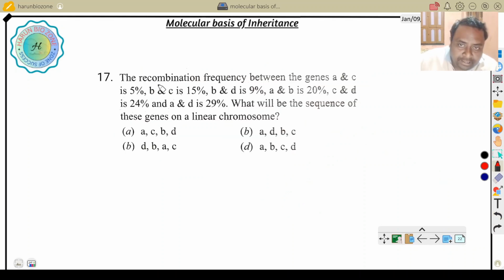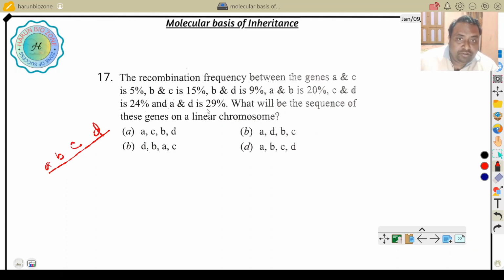Next question. The recombinant frequency between the genes A and C is 5%, B and C is 15%, B and D is 9%, A and B is 20%, C and D is 24% and A and D is 29%. What will be the sequence of these genes on a linear chromosome? According to the chromosomal theory of inheritance by Sutton and Boveri, the genes are present on the chromosome linearly.